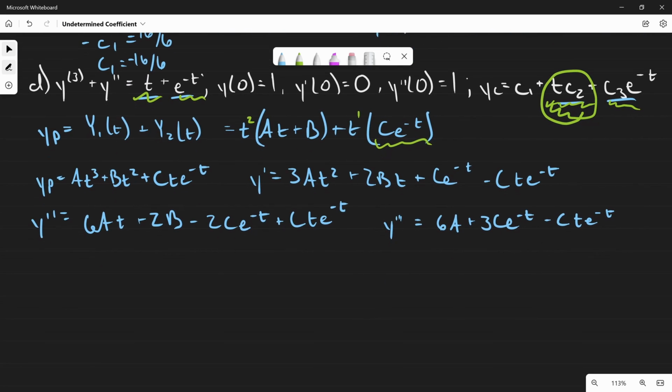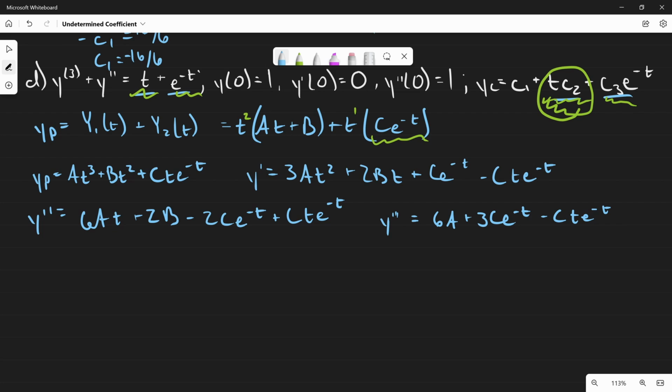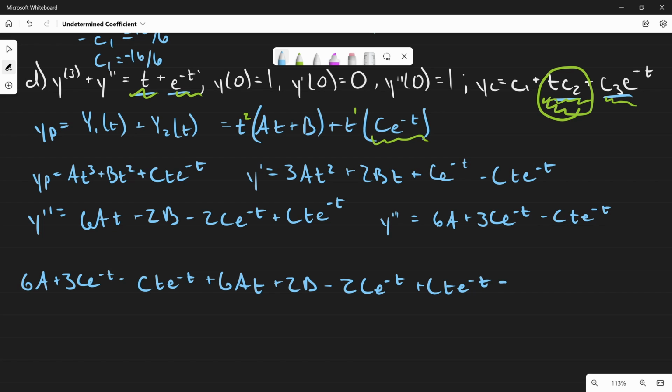So now we have to plug it into the original equation, which is only the third and second derivative, giving us 6a, they're all added. Okay, cool. So 6a plus 3ce to the negative t minus ct e to the negative t plus 6at plus 2b minus 2ce to the negative t plus ct e to the negative t equaling t plus e to the negative t. So right here we can eliminate the negative ct e to the negative t, and then we can group 6a plus 2b, and then this will just be plus 6at. That one's done, that one's done, that one's done. Then plus ce to the negative t, again equaling t plus e to the negative t.